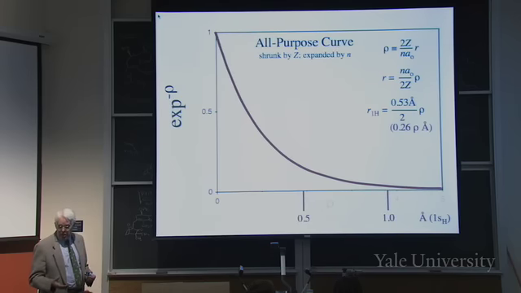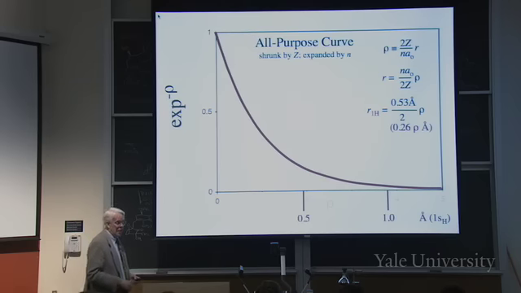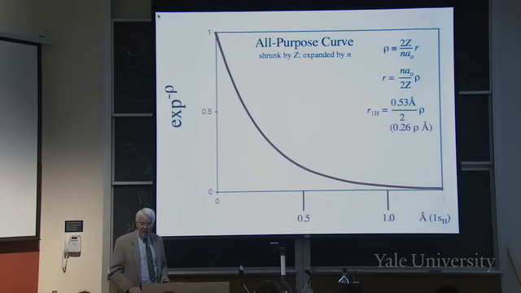Everybody with me on this so far? How I did that? I just went through and found out for any given rho here, that I already had 1, 2, 3, 4, 5, e to the minus rho. For any given rho, what would the r be if I were talking about a hydrogen atom? And I just put a new scale on there.